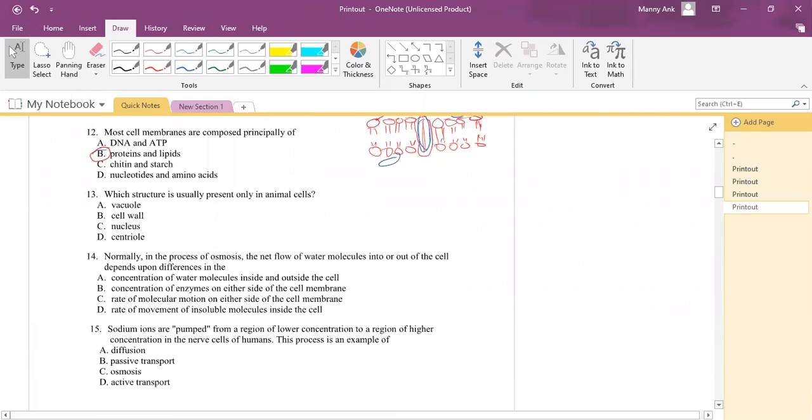Number 13, which structure is usually present only in animal cell? Only in animal cell. So animal cell only, they have centriole. We find it only in animal cell, centriole.